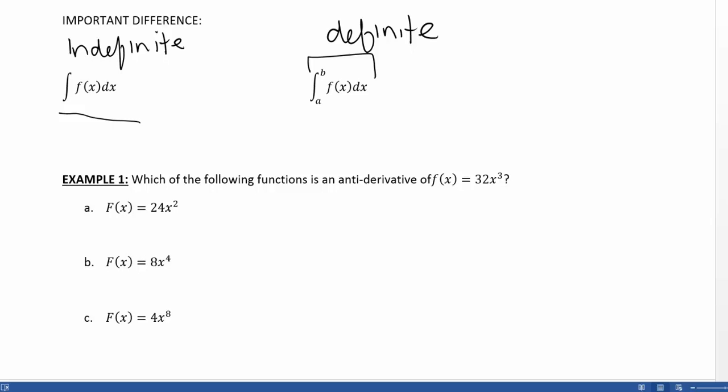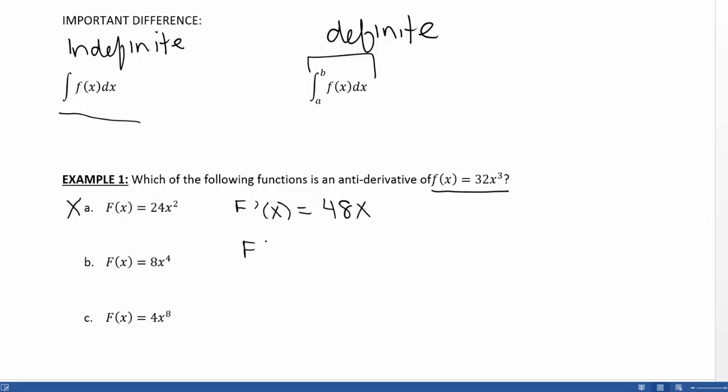Now, in this example, we are given some choices. So we have some answers and we want to test whether or not they could be an antiderivative. The nice thing is, if you have some possibilities, we can take the derivative of the function to see if it gives us little f of x, because that's the definition. So for a, if we were to take the derivative of this function, we're going to get 48x. Well, that's not little f of x, so this is not an antiderivative of that function.